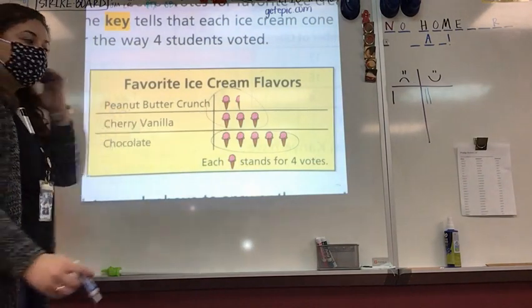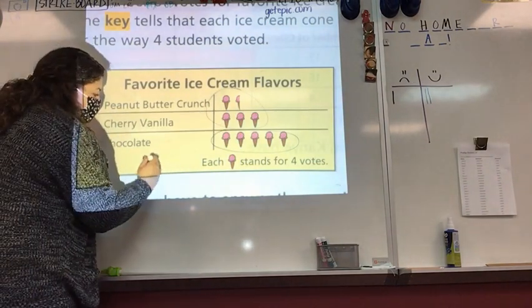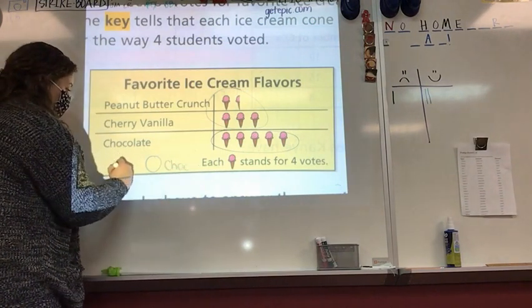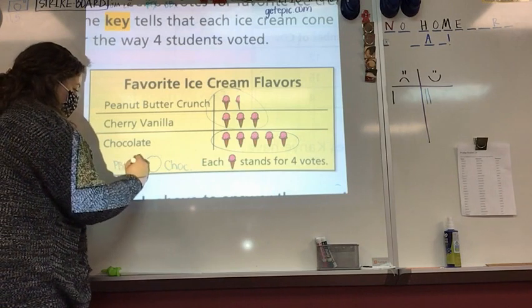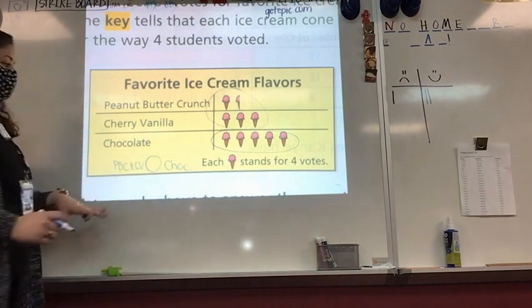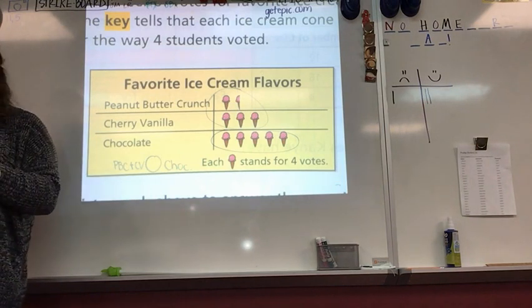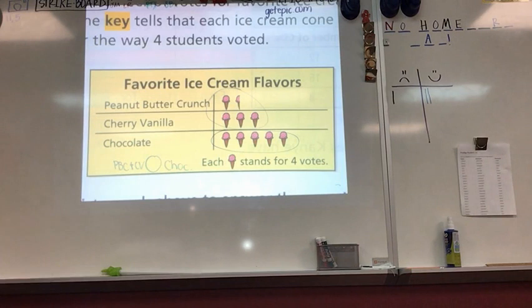So you're comparing these two amounts and you would think, all right, which one's bigger? Chocolate, or peanut butter crunch and cherry vanilla, those two combined? And then how many more? Think that one in your brains and put your hand on your head when you've got your answer. How many more people voted for chocolate than for peanut butter crunch and cherry vanilla combined?